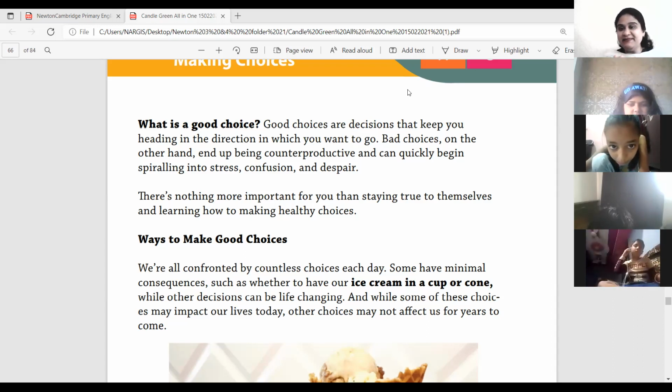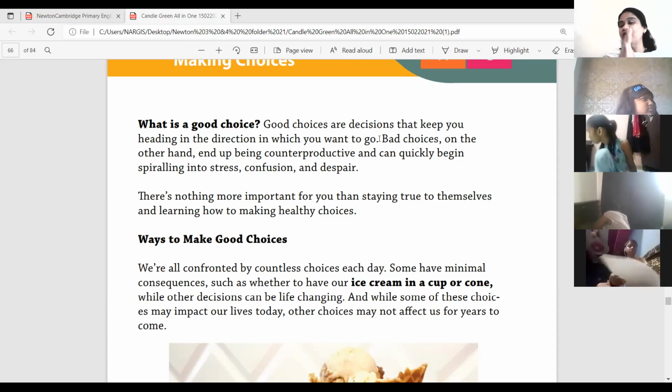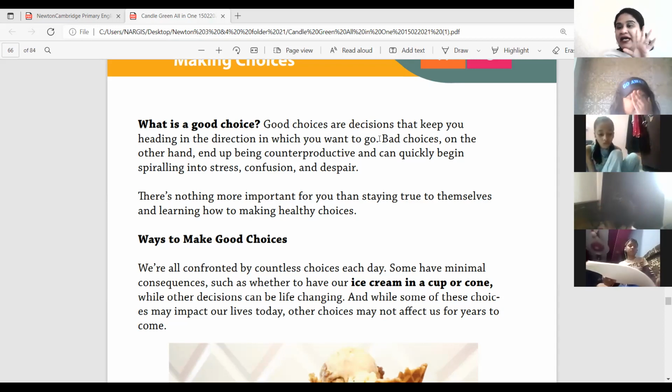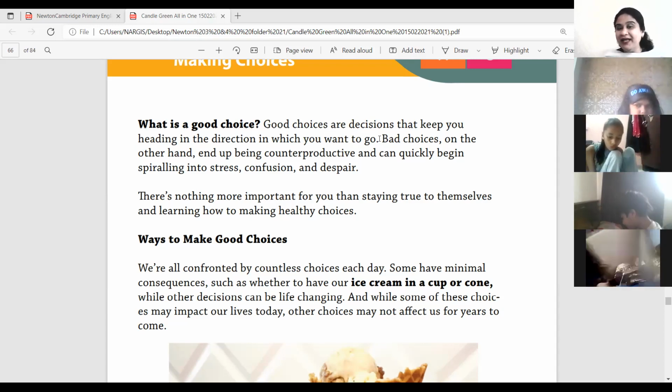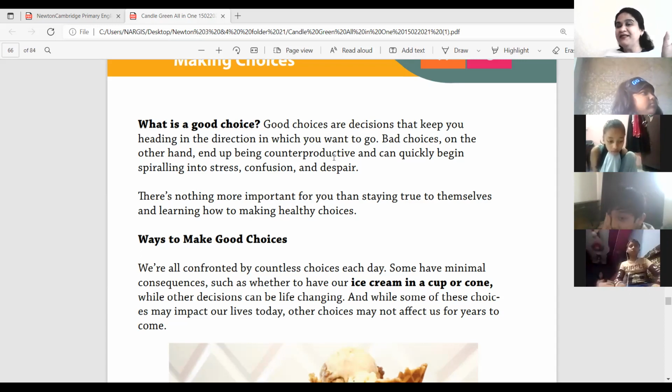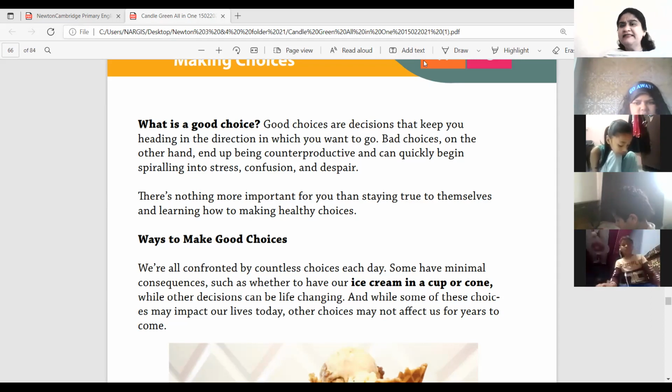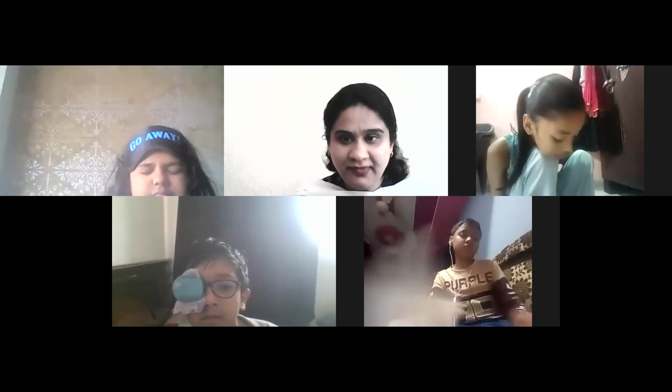I shall explain this much. What is a good choice? Good choices are decisions that keep you heading in the direction in which you want to go. If you have made a good choice, you know that this is the right direction you're going. But if you make a bad choice, what will happen? You are counterproductive. That means you're not giving any result. And you fall into stress, confusion, despair. Okay? Is that clear? Yes or no?